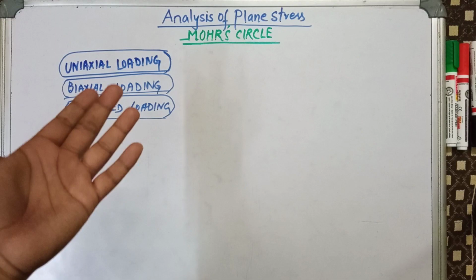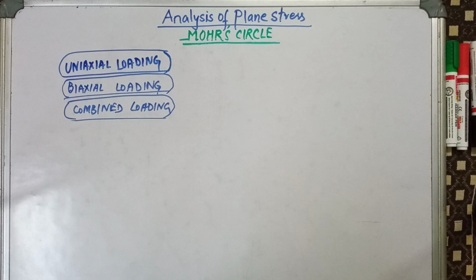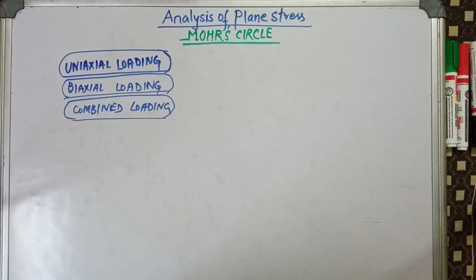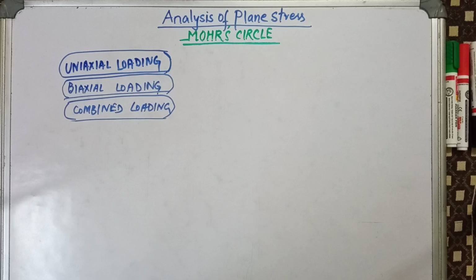We need to understand what stress is developed in those materials. What is the maximum normal stress that is developed? What is the maximum shear stress that is developed? Next, we need to understand where this maximum normal stress or shear stress is developed. That means in an object, at which point, at which plane the normal stress and shear stress become maximum. Are you able to understand? Then only we will be able to understand the failure behavior of that component which is subjected to a certain loading condition. I will explain in detail, but I'm just trying to give you a little bit of motivation why we need to understand analysis of plane stress and thereby Mohr's circle.